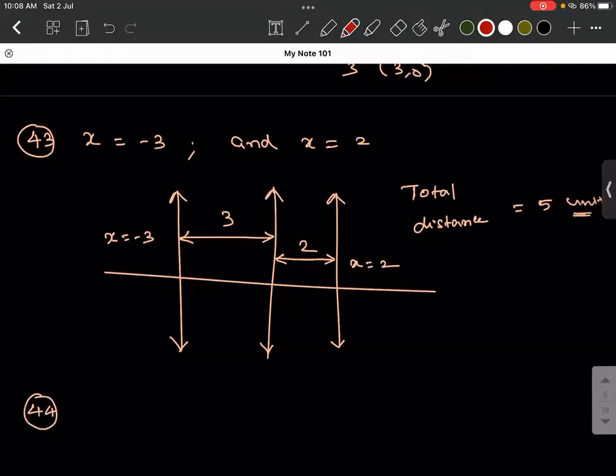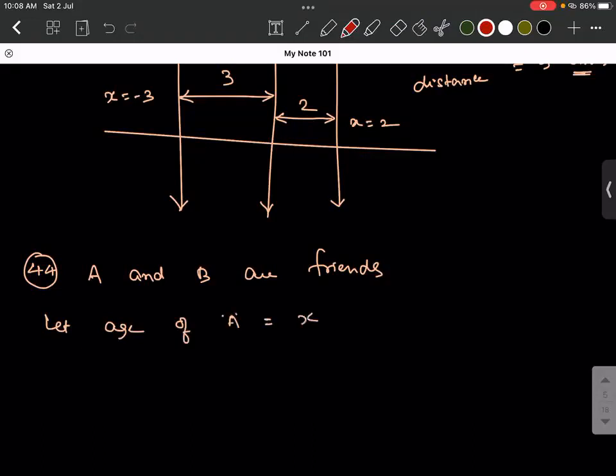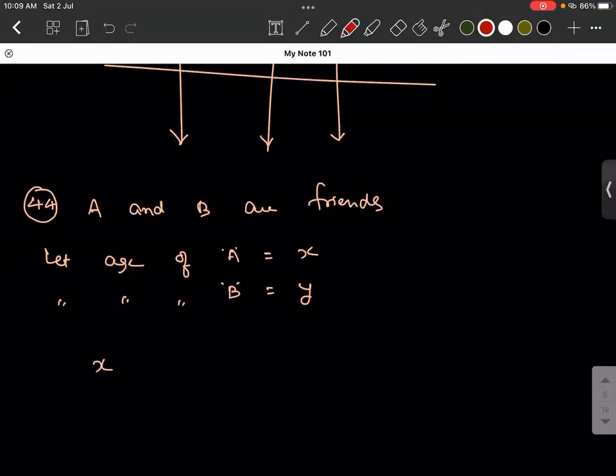44. Okay. A and B are friends. Let the age of A be X. Let the age of B be Y. So A is elder to B, means Y plus how much? 5 years. Okay, what are we supposed to do?